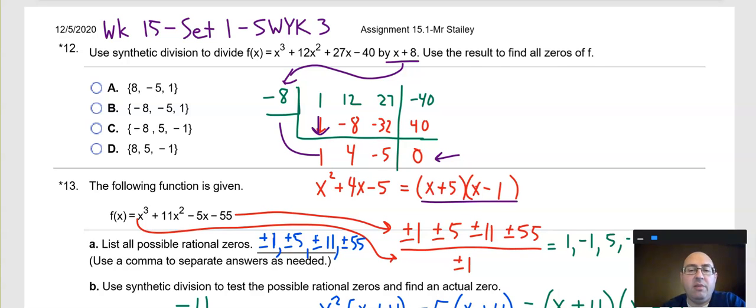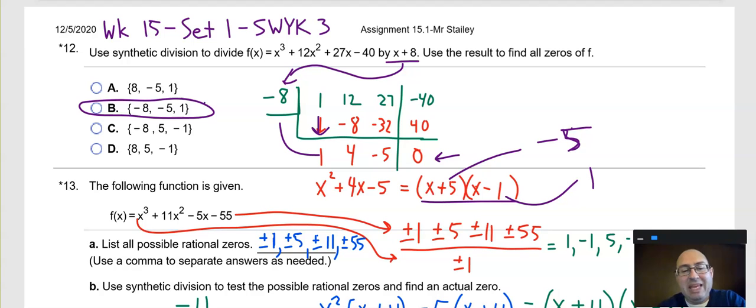And then I could break it up even further. Well, so obviously that one gives me negative 5. That's a weird looking 5. And a positive 1. So I had negative 8, negative 5, positive 1, which is choice B.